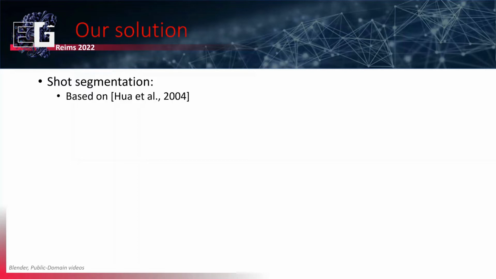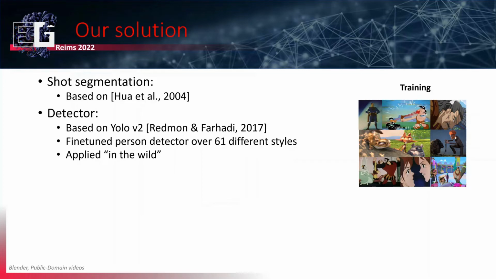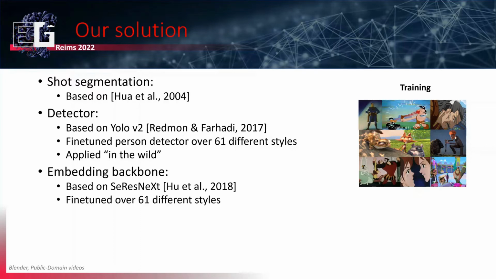The shot segmentation monitors color histogram change to split shots. For detection, we use YOLO V2, which was fine-tuned over our training set of 61 different styles. This detector is applied in the wild, meaning no further training from that point. This model is tuned to be recall-oriented, meaning minimal false negatives. We use SEResNext backbone as our base representation network over the same dataset.